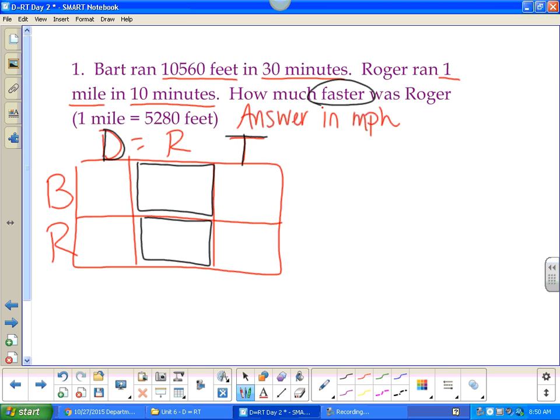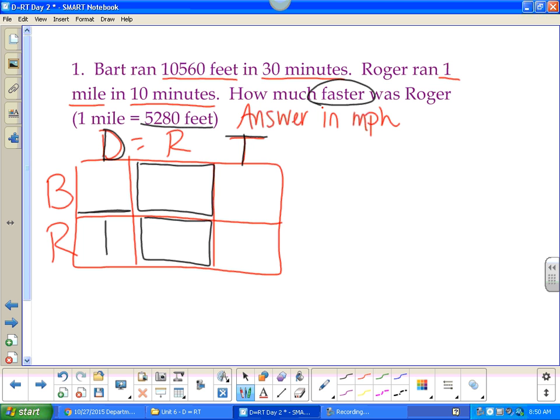But I have to put everything into the chart in the same units of measurement. So it says Bart ran 10,560 feet and Roger ran 1 mile. If I want my answer in miles per hour, then I want my distance in miles. So Roger ran 1 mile. So I can go ahead and fill that in. But I can't put 10,560 feet in here for Bart. I have to put it in terms of miles.